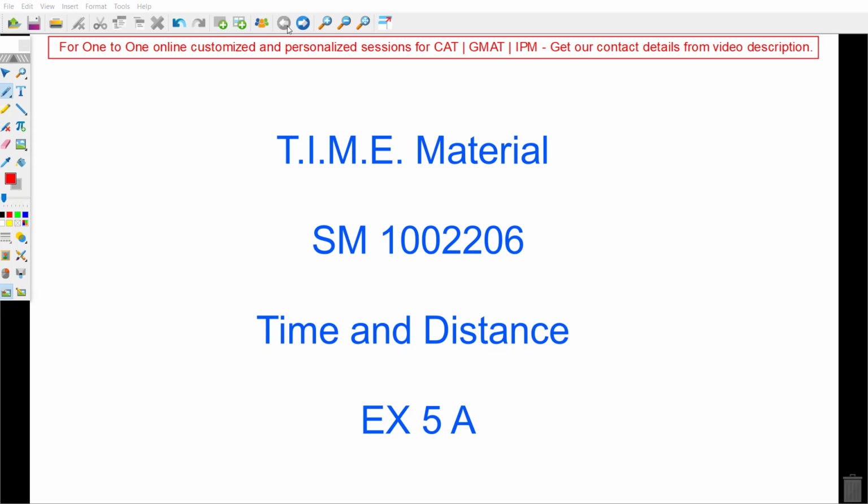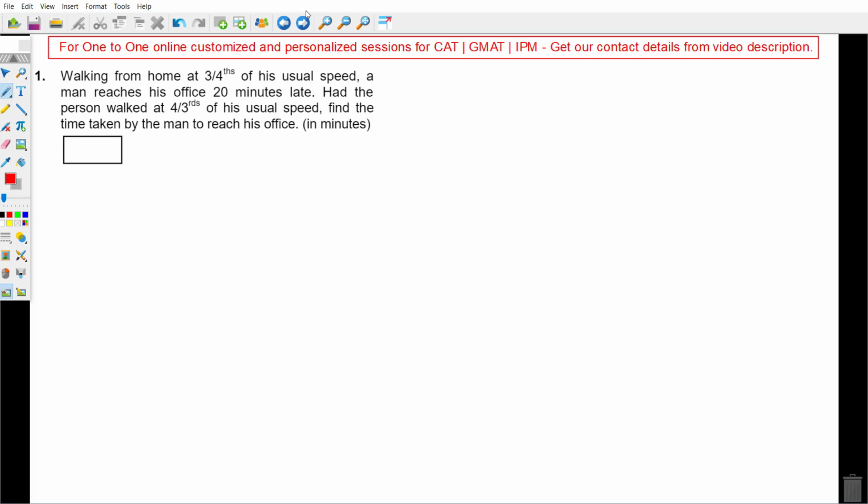Okay everyone. In these questions we will not be using any kind of shortcuts. Every question we are going to solve by using basic concepts. Let's start with the very first question of this exercise 5A. Question number 1. Let's read it carefully.